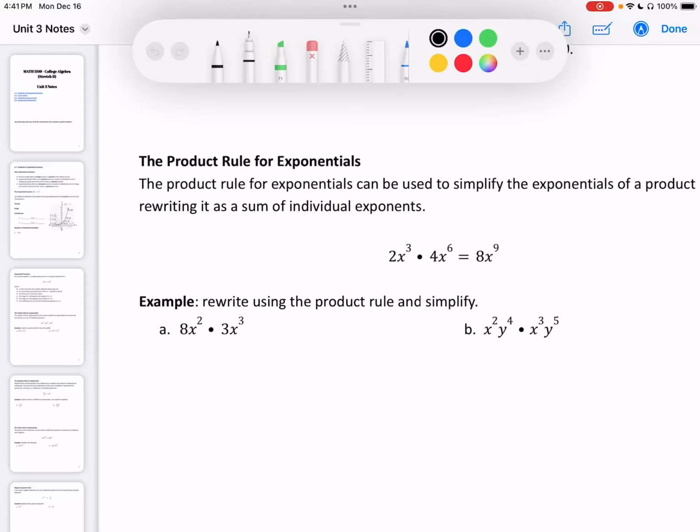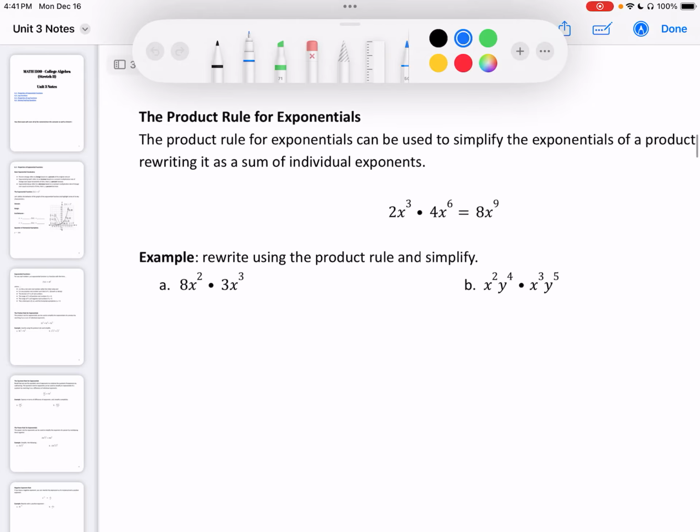Let's briefly go over how we work with our exponent rules. There are several, and these are the big ones that we're going to see over and over again, especially if you're going to be moving into pre-calculus, calculus, and so on. We're going to start with the product rule.